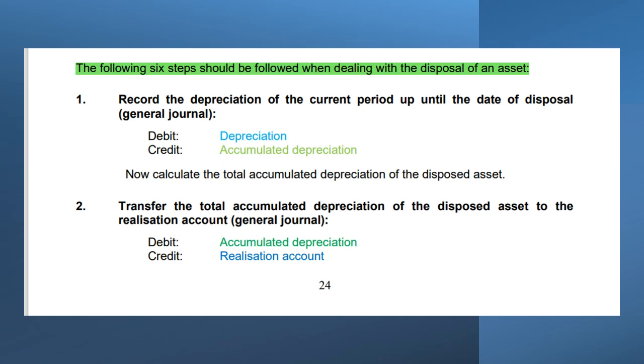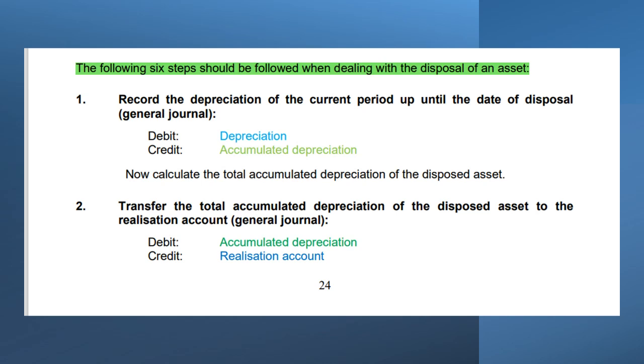That's why earlier I was emphasizing that we need to first understand how accumulated depreciation behaves. How does it behave? It increases on the credit side, reduces on the debit side. Now this requirement is saying transfer the total accumulated depreciation to the asset realization account. How do you do that? It means you debit the accumulated depreciation now, and you credit the realization account. We are transferring what? The total accumulated depreciation.